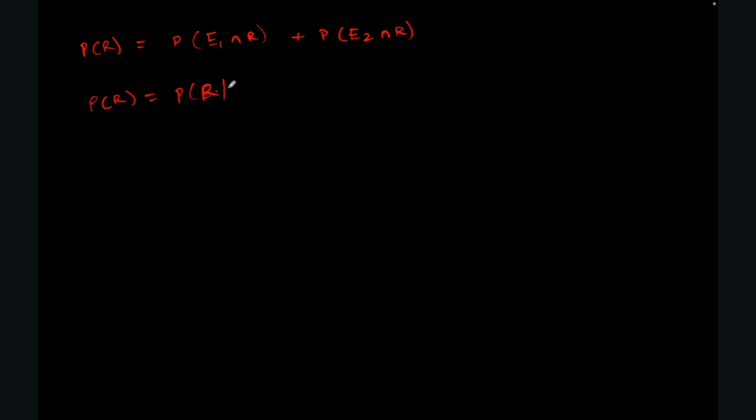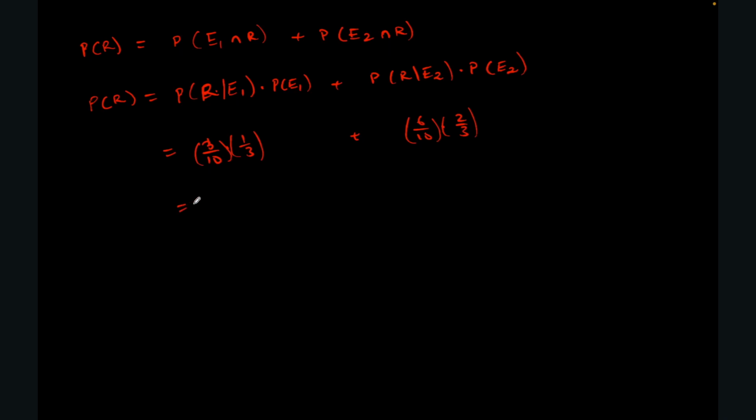I'm going to have the probability of red given event 1 takes place times event 1, like this, and the probability that red is selected given event 2 is taken into consideration multiplied by event 2. And then we can just take the same thing. So 1/3 times 3/10, or I can say 3/10 times 1/3. Similarly, we're going to have 6/10 times 2/3, like so. And then again, we get a half.